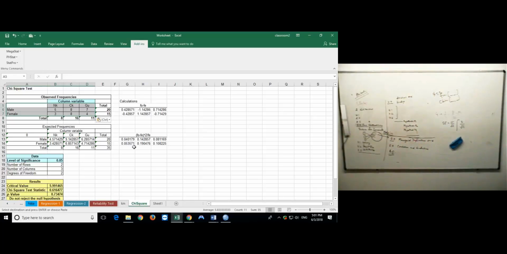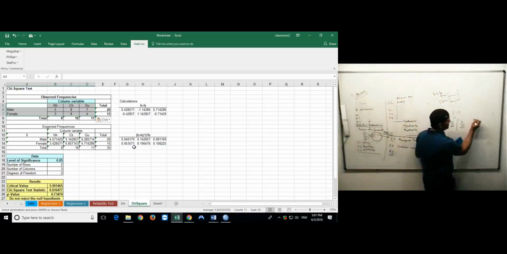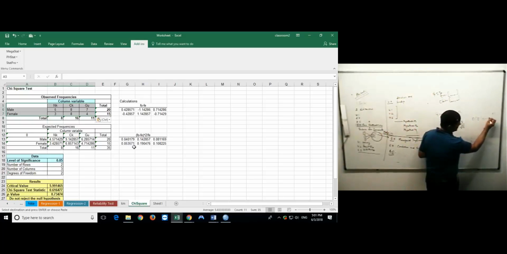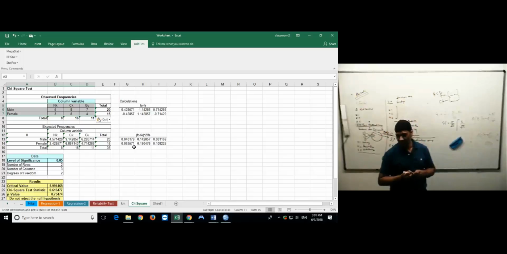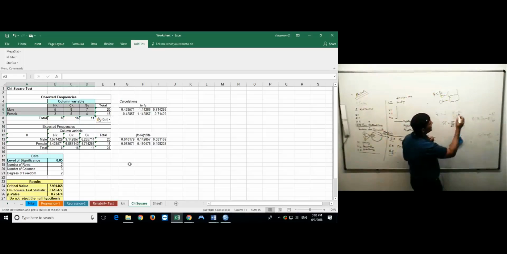I'll write again. One is observed data, expected data, then observed minus expected whole square by E, and then you are required to cumulate them all together, and this becomes your chi-square calculated. Step number 4, step number 5, what we did? You are required to see the table value. So how will you see your table value?